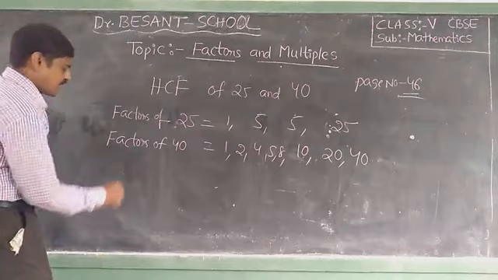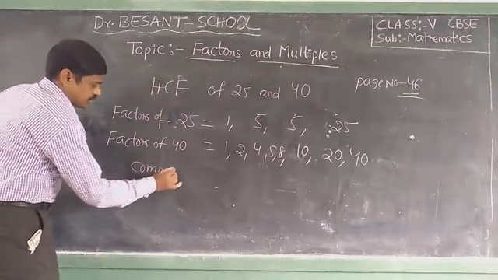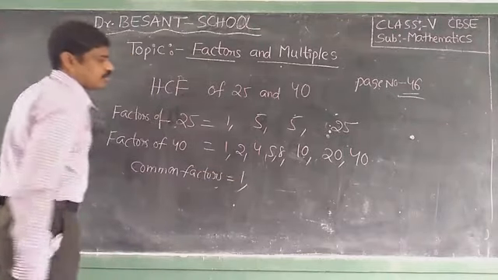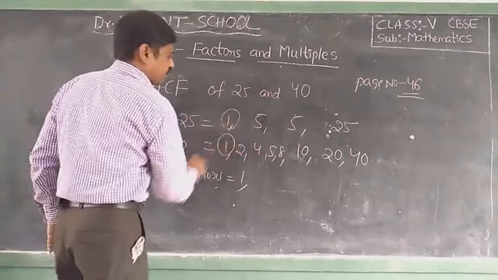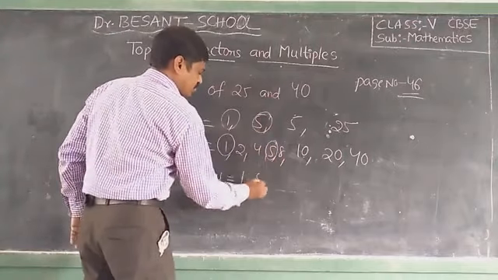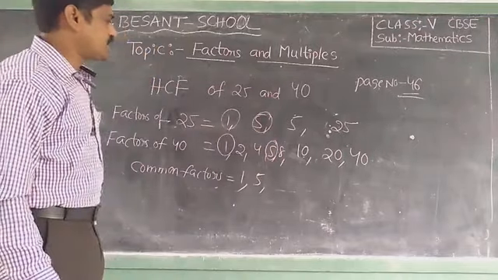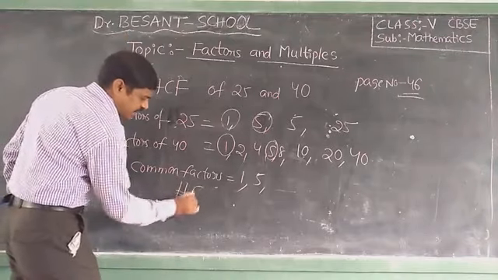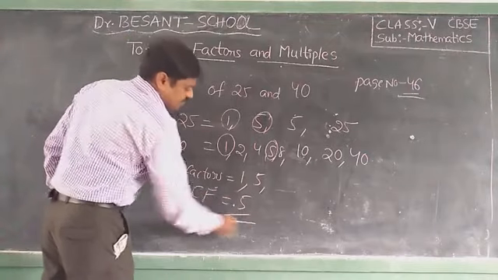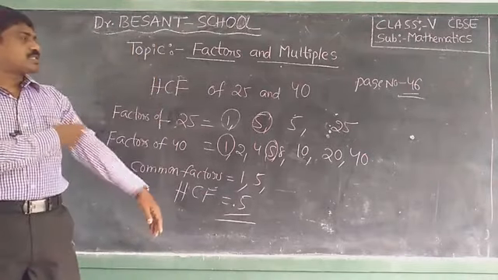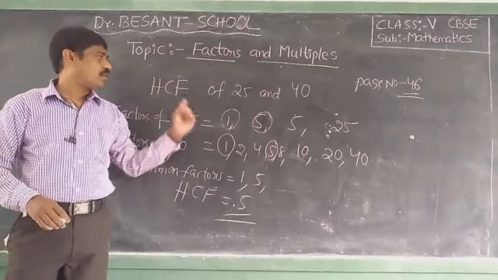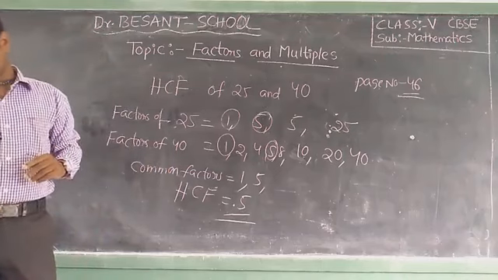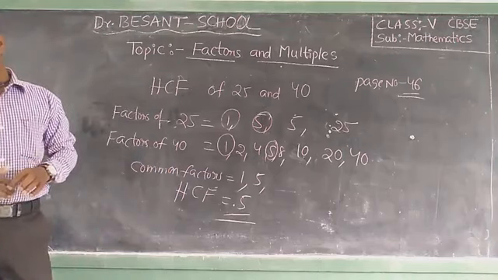So what about the common factors? Common factors: 1, 5. Anything else? No. So what is the highest common factor? 5 is the highest common factor. So the HCF of 25 and 40 is equal to 5. So this is the way we have to find it.